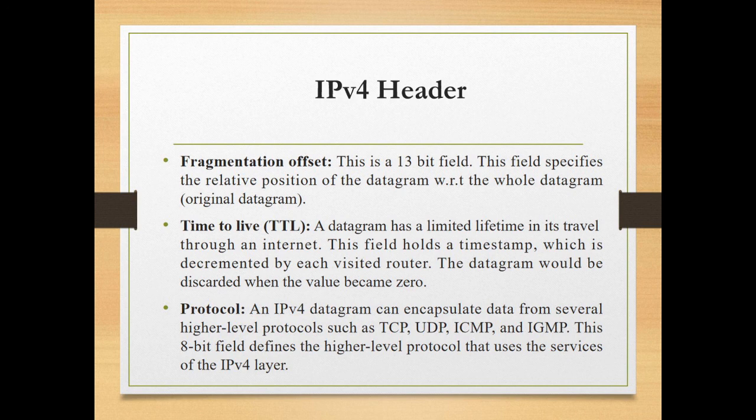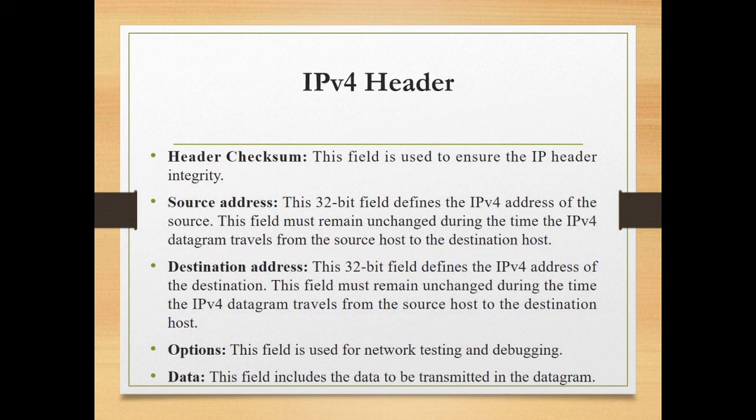Protocol. An IPv4 datagram can encapsulate data from several higher level protocols such as TCP, UDP, ICMP, IGMP, etc. This field defines the higher level protocol that uses the services of the IP version 4 layer. Header checksum is used to ensure the IP header integrity. Source address is a 32-bit field which defines the IP version 4 address of the source, and destination address is a 32-bit field which defines the IP version 4 address of the destination.